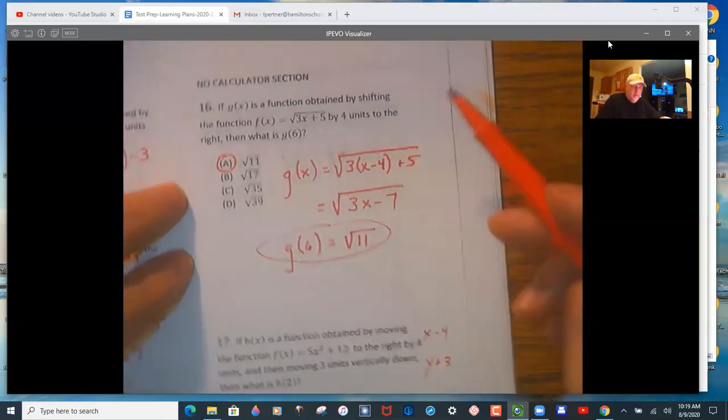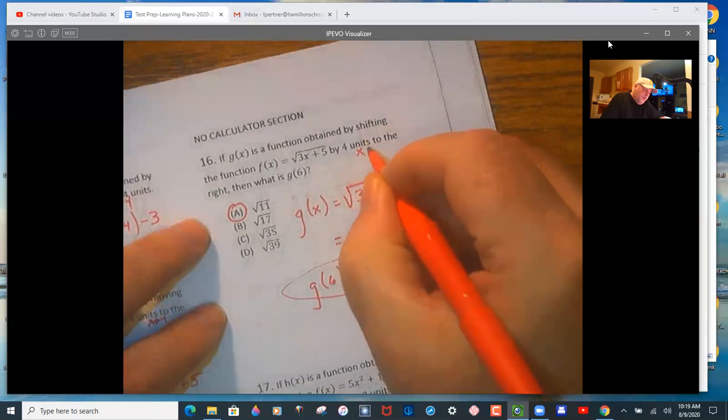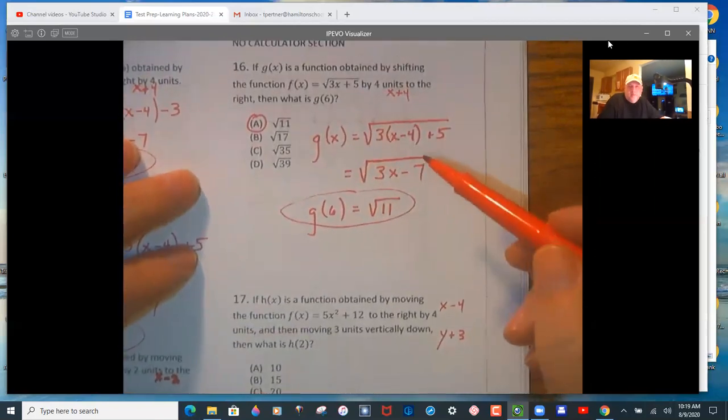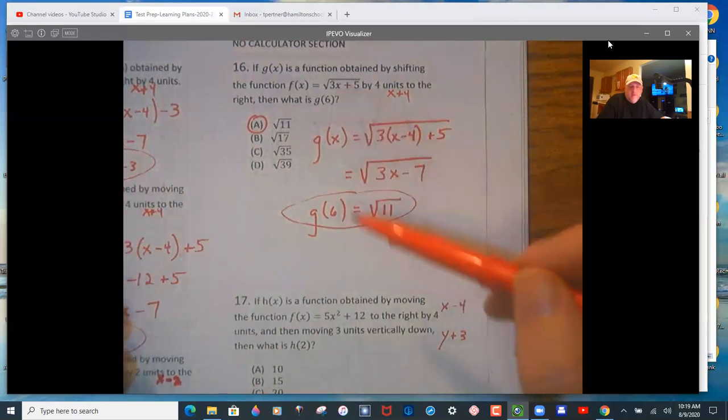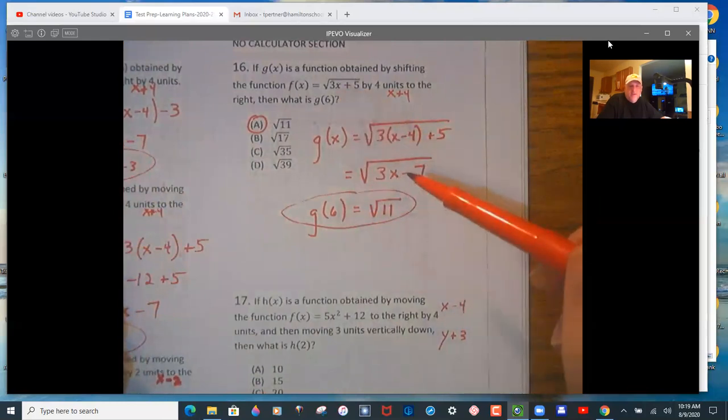Same idea here, 4 units to the right, so that's x plus 4. So we replace x with x minus 4 and then simplify, and then x equals 6 in that composed function, and then you get square root of 11.